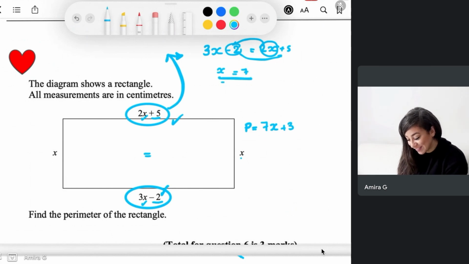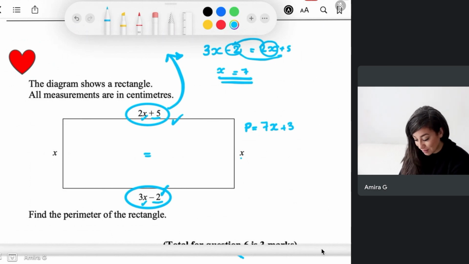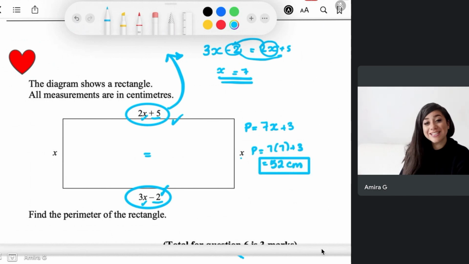How cute is this question? I love it. Now that we've got x, you can find the perimeter. So 52 centimeters. Isn't that cute? Bringing it back to worded problems. If you did the first part and you got stuck, you already got a mark for that. Okay? You didn't get all 3 marks, but you still got that mark for the perimeter.